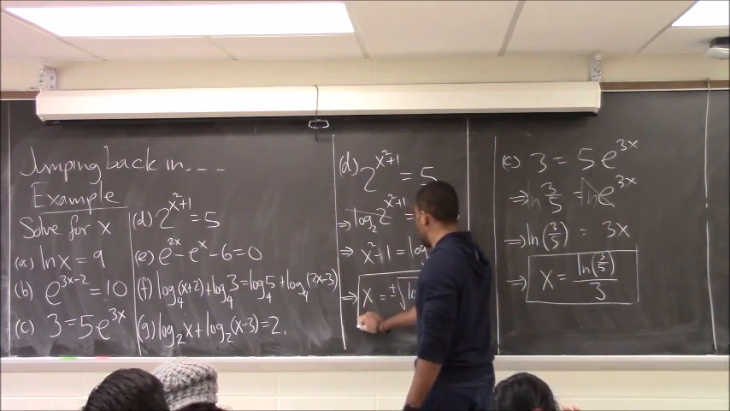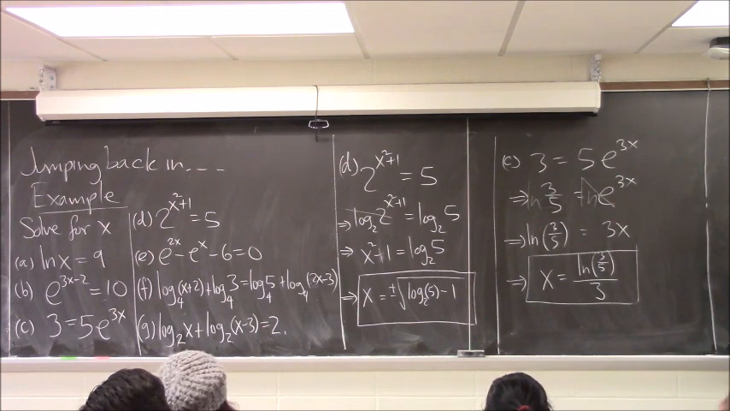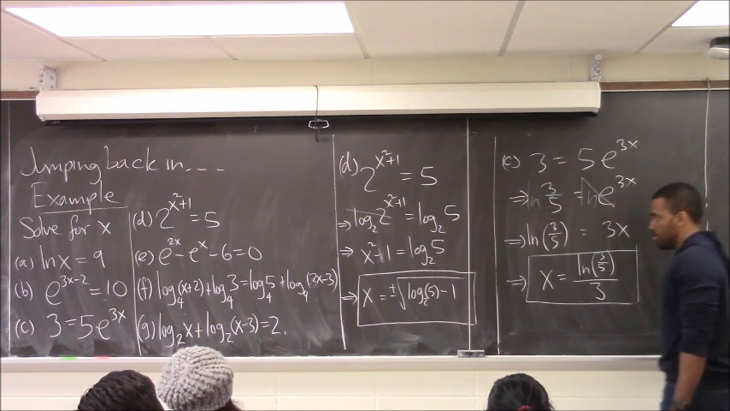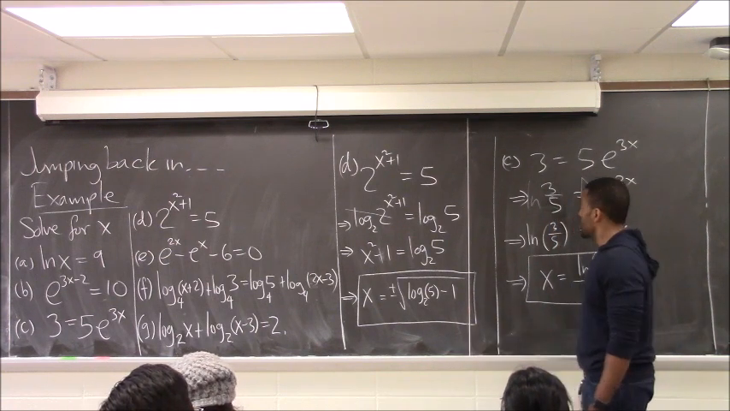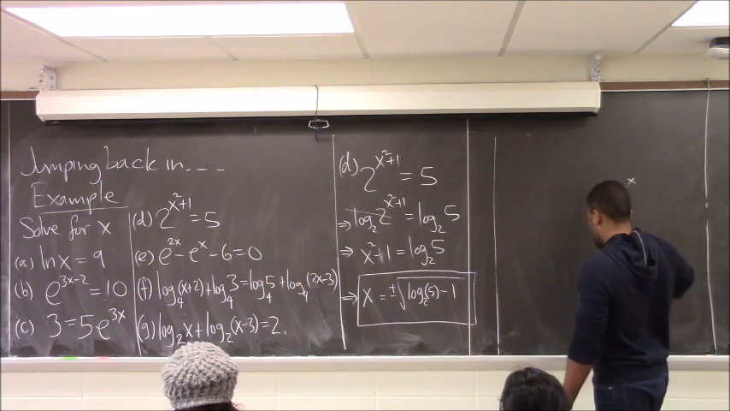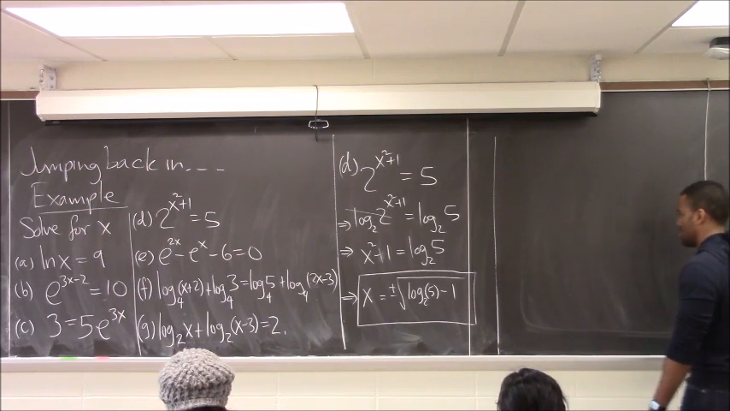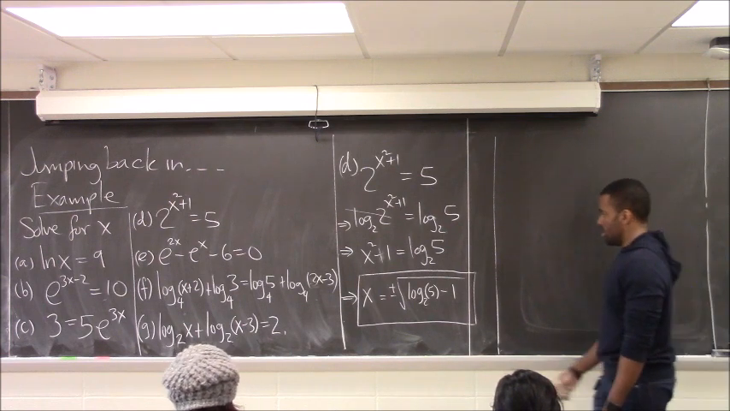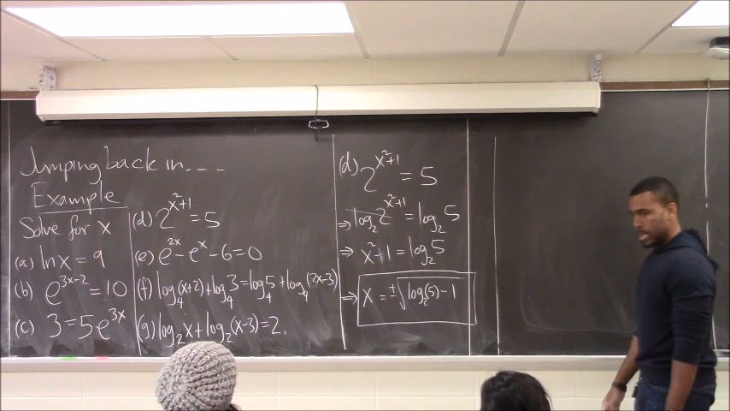Question. Does that make sense? Can I take the square root of log to the base 2 of 5 and subtract 1? Would that work in a square root? In other words, is this number positive? Is it 0 or positive? How would you know?